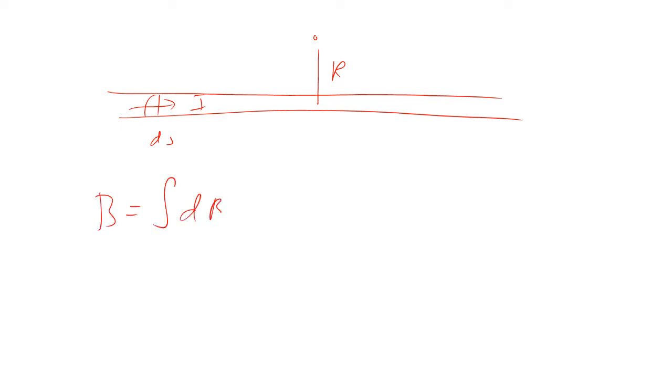So back to my wire. So we got I right here. We got some kind of ds right here. That's some capital R right there. And so what I want to do is integrate: the B is going to be the integral of dB. Okay. And so that's my strategy here, is now to integrate that.